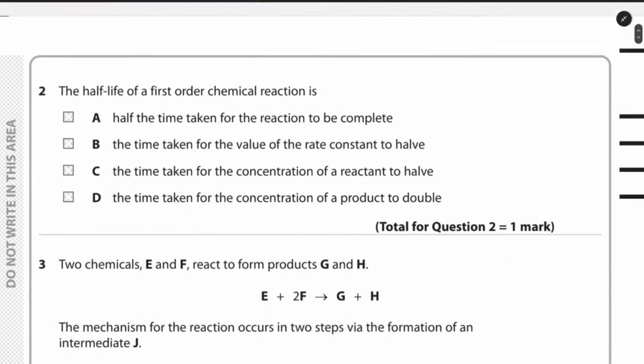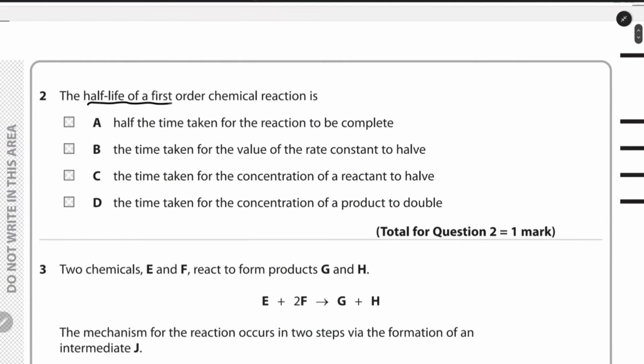Now in question 2, we are asked the half-life of a first order chemical reaction is, and we have 4 options to choose from. The first, the half-life is the time taken for the concentration of a reactant to halve. So C is the answer. It doesn't have to be the rate constant to halve. The rate constant is unchanged at a certain temperature. And A is also incorrect since it will take more than that.